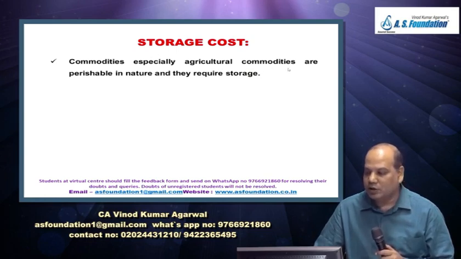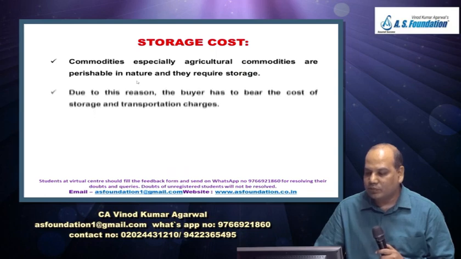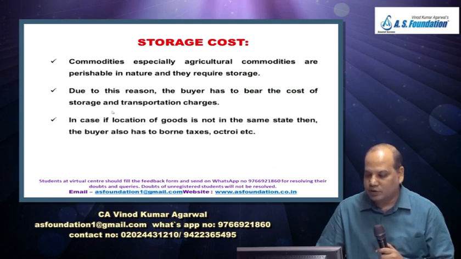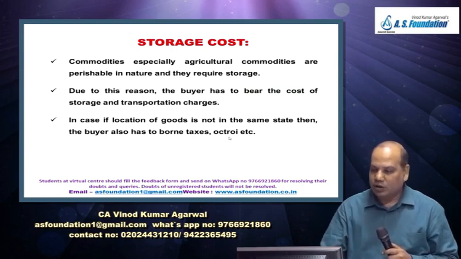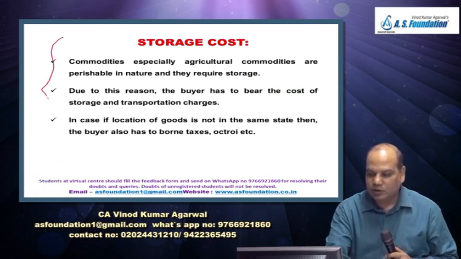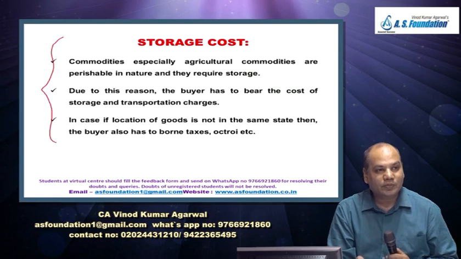Commodities, especially agricultural commodities, are perishable in nature and they require storage. Due to this reason, the buyer has to bear the cost of storage and transportation charges. In case the location of goods is not in the same state, then the buyer also has to bear taxes and octroi etc. So what they are trying to explain is that sometimes there can be delivery based settlement also, and then in delivery based settlement there is one more element, storage.